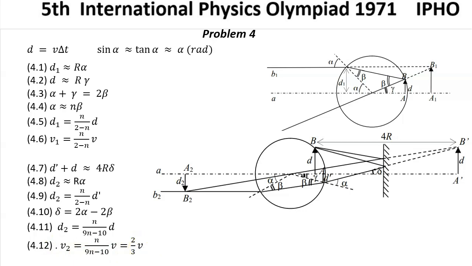The relative velocity of the two images is v relative equal to v1 minus v2 in vector form, and since vectors v1 and v2 are oppositely directed, one of the images moves upward and the other downward. The magnitude of the relative velocity is v1 plus v2, which is 8 over 3 v. So that was the solution for problem number 4.